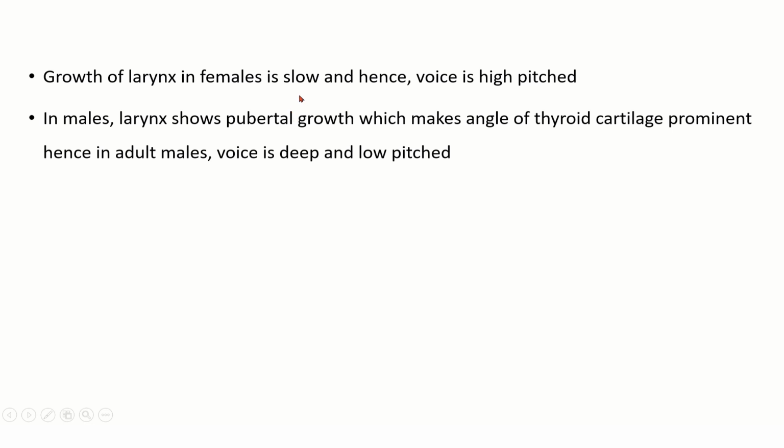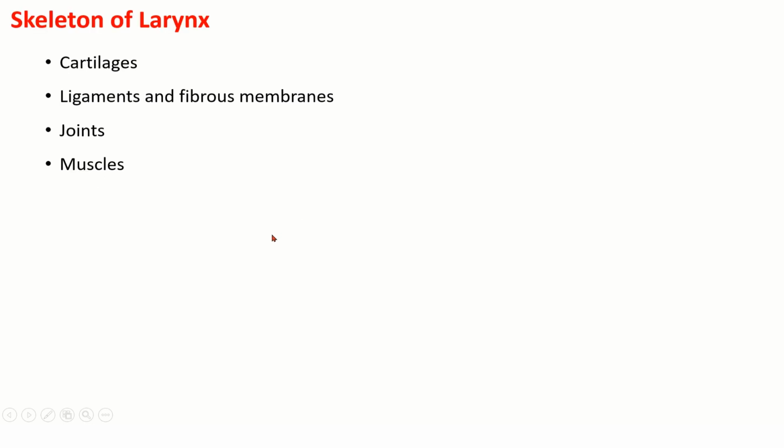So growth of the larynx in females is slow and hence the voice is high pitched. In males, the larynx shows pubertal growth, which makes the angle of the thyroid cartilage, that is Adam's apple, more prominent. Hence in adult males, the voice is deep and low pitched.